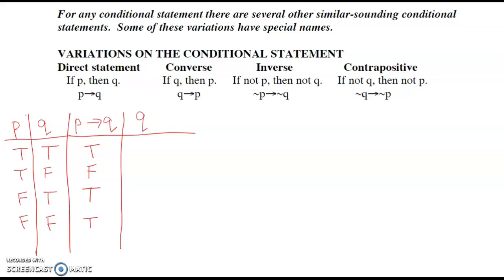Let's do more practice. This time, let's do the converse. The converse is just the same thing as the direct statement, but flipped. So now we're working with if Q, then P. Our Q's are now our hypothesis and our P's are our conclusion. So let's start here. If true, then true. This is a pretty easy scenario, and this is going to be a true case.